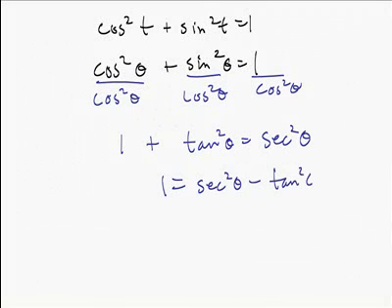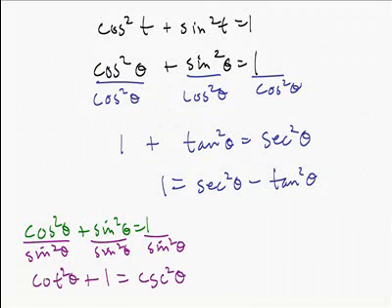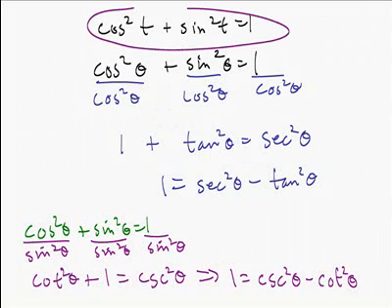Now if you take your cosine squared theta plus sine squared theta equals 1 and divide everything by sine squared theta, you get another trig identity. Cosine over sine, you remember, is cotangent. Cotangent squared theta plus 1 is equal to 1 over sine squared, which is cosecant squared. So you have cotangent squared theta plus 1 is cosecant squared theta, or 1 is equal to cosecant squared minus cotangent squared. But the main one to remember, again, is this, that cosine squared plus sine squared is 1.